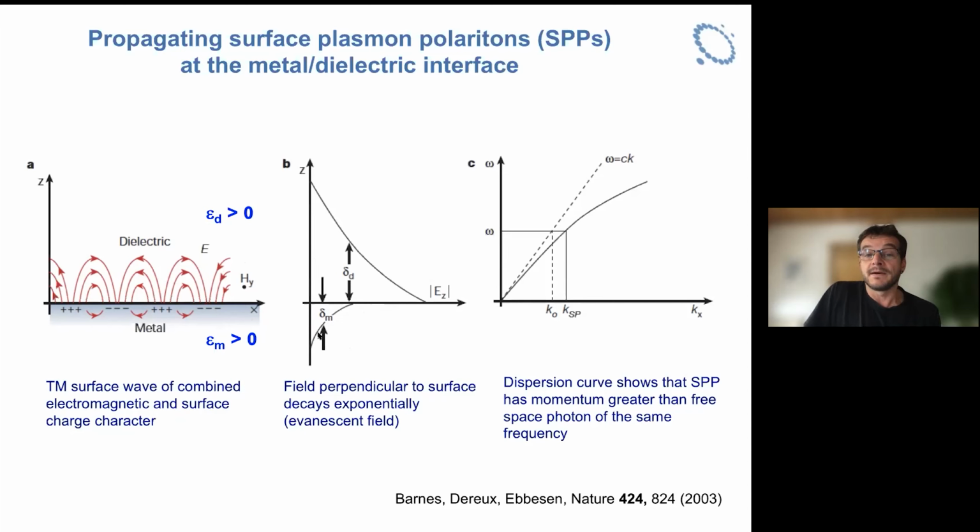And so the fields extend exponentially into the dielectric as well as into the metal. If we look at the dispersion, the frequency versus momentum, then we see that the momentum is always to the right of the light line. That means these waves propagate with wavelengths that are smaller than the photon wavelengths, and for that reason we can shrink the wavelengths of light. That makes it very interesting for applications where we want to go beyond the diffraction limit of conventional photons.